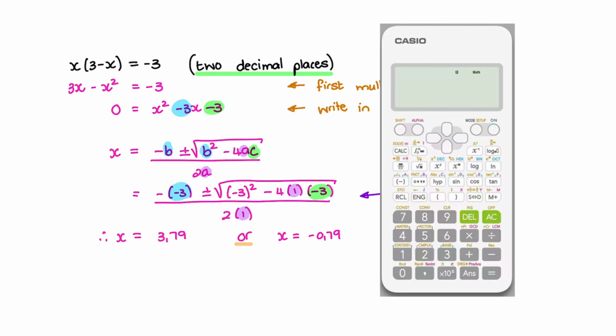And then you press equals, and it will give you x1 as 3 plus the root of 21 over 2. Then you simply press S to D, and that answer would be 3.79. If you press equals again, you'll get x2 as 3 minus root of 21 over 2. And again, you press S to D, and it will give you the answer of negative 0.79.